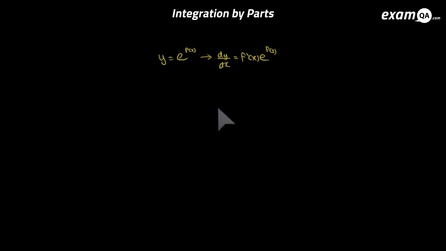In this video, we're going to be looking at integration by parts. Here at the top, I've shown a differentiation, which you should be familiar with. It's simply just a chain rule. e to the f(x) differentiates to e to the f(x), but f dash x also multiplies at the front.